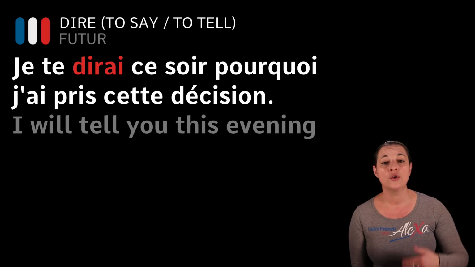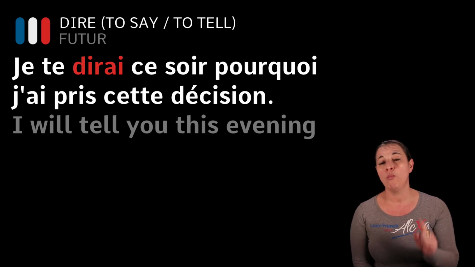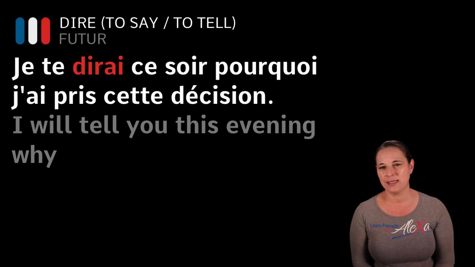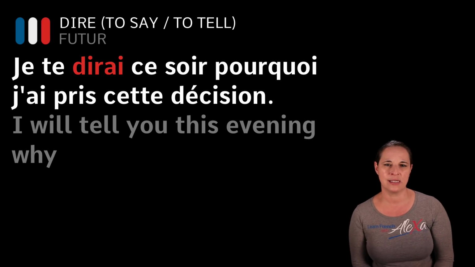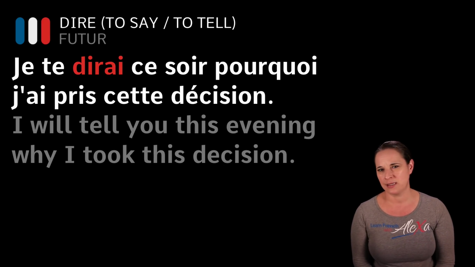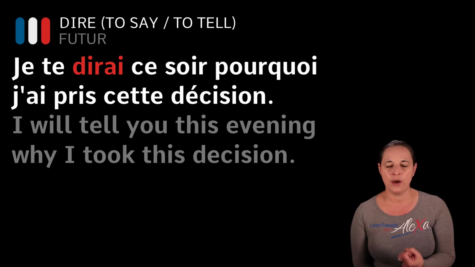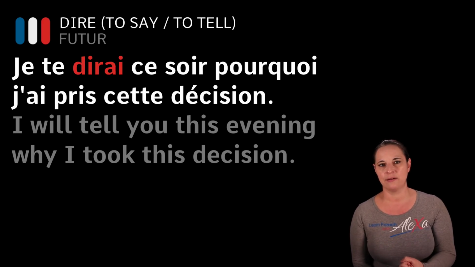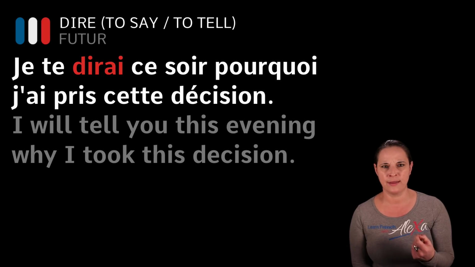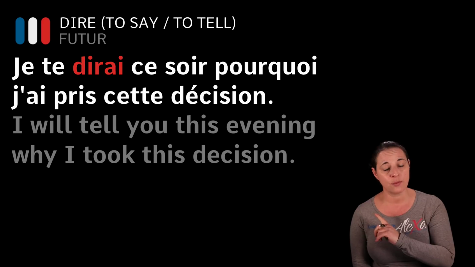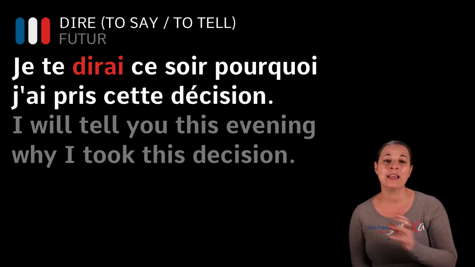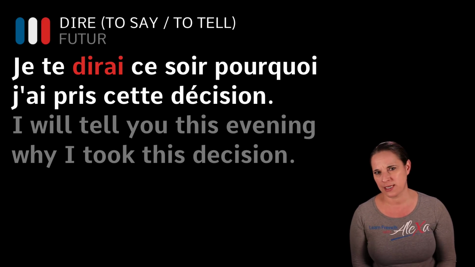This evening, ce soir, this evening, pourquoi, why, j'ai pris cette décision, I took this decision, or I made this decision. You can say both in English, okay? So I will tell you this evening why I took this decision. And please be very careful. I know in English it's so tempting to translate I and then will and then the verb. We don't have such a thing as will. As you've noticed, we have special endings that replace that and tell me it's a future tense.